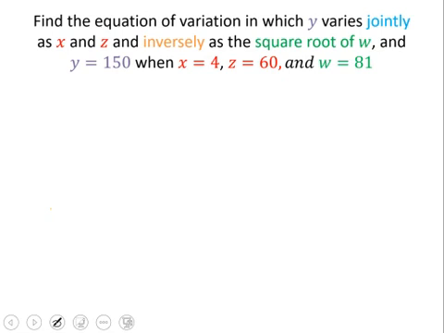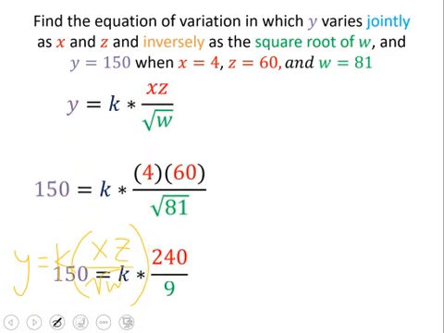Okay, so we know y varies jointly, so that means we're going to have y is equal to. And then you can just take the k and throw the k out front. So you can go, okay, I'm going to have k times something. And then varies jointly to x and z. So that means x and z are going to be multiplied along with it, so it's going to be on top, and then inversely to the square root of w. Inversely means it goes on the bottom. So on the bottom you'd go the inversely, which is the square root of w.